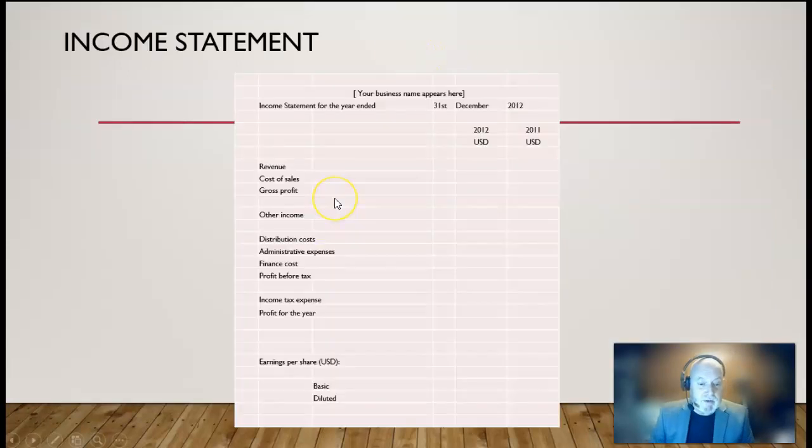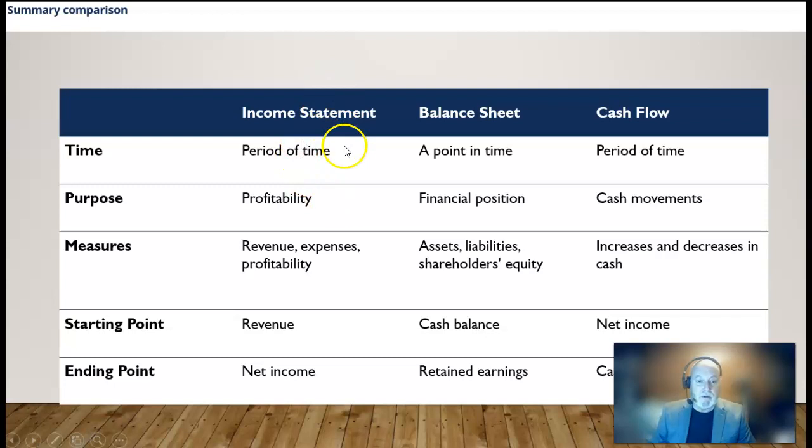Okay, so let's look at what these different statements are. A good way to look at it is on these dimensions: time, purpose, measures, the starting point, and the ending point. An income statement is for a period of time. Typically it says an income statement between January 1st and December 31st of the year 2023. It's not always a year, but a lot of times when you see income statements, they look like that.